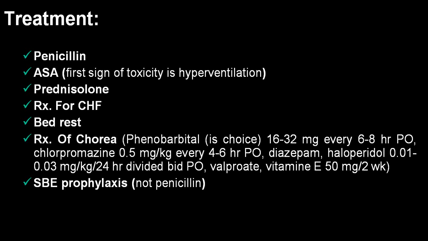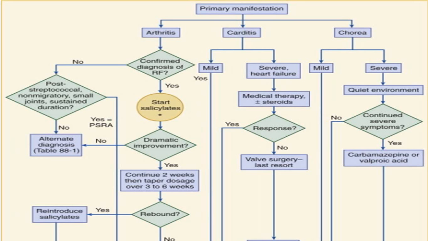If a person has developed congestive heart failure, you will have to treat the congestive heart failure. Bed rest is absolutely necessary. And in chorea, you will utilize drugs like phenobarbital or chlorpromazine, or you can use diazepam, haloperidol, etc. Nowadays, you can utilize even sodium valproate. And for infective endocarditis prophylaxis, you can utilize Penidure also, which will also help in prevention of streptococcal infections.